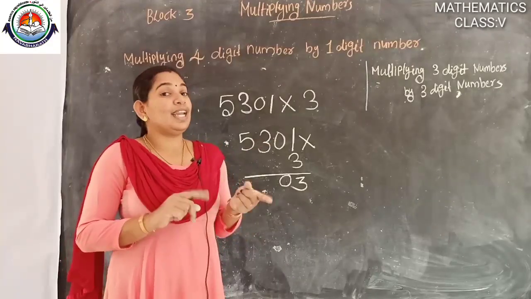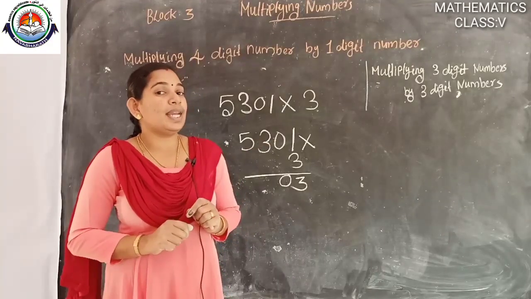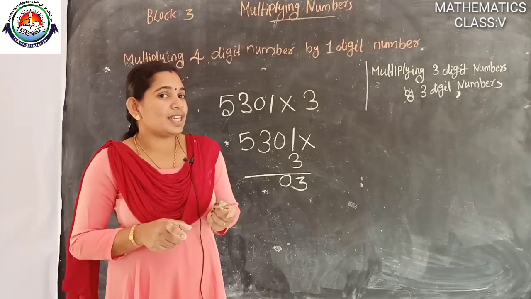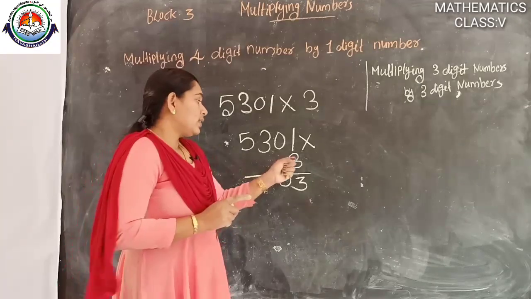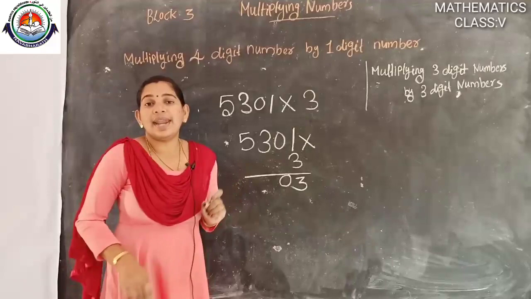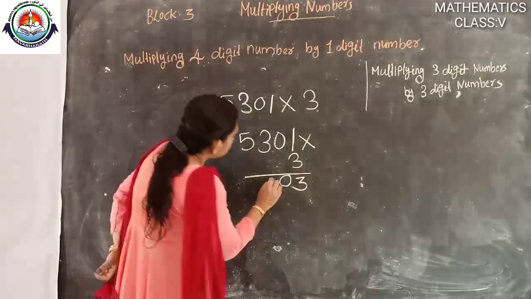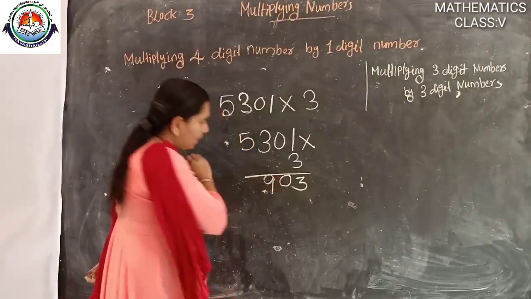Then 3 into 3, that also we discussed. 3 plus 3 and 3 into 3. What is the value of 3 into 3? 9, and 3 plus 3 is 6. So 3 into 3 is 9. Any carry is there? No. So we write 9 here.